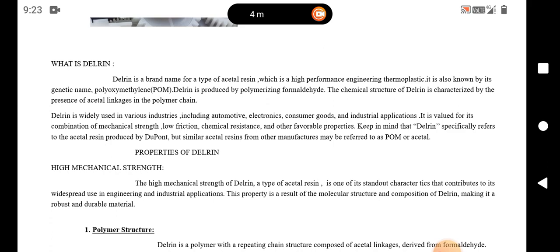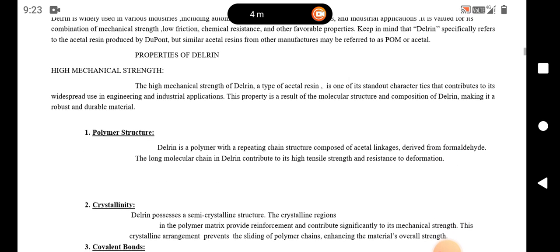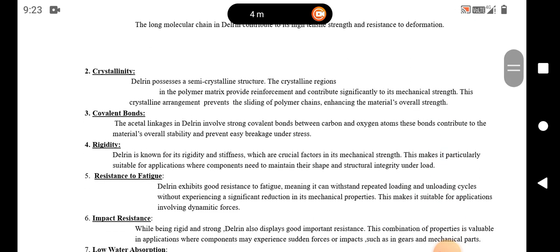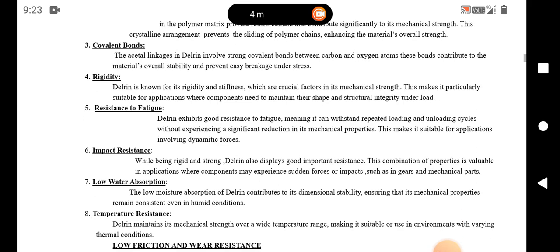Properties of Delrin: high mechanical strength. The high mechanical strength of Delrin, a type of acetyl, is one of its standout characteristics that contribute to its widespread use in durable material. Polymer structure: Delrin is a polymer with a repeating chain structure composed of acetyl linkages derived from formaldehyde. Covalent bond: the acetyl linkage in Delrin involves strong covalent bonds between carbon and oxygen atoms. These bonds resist breakage under stress.